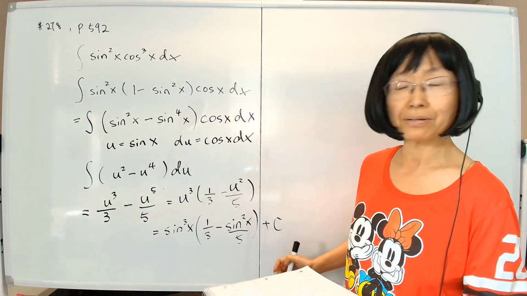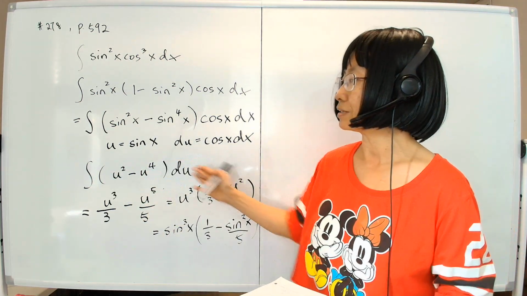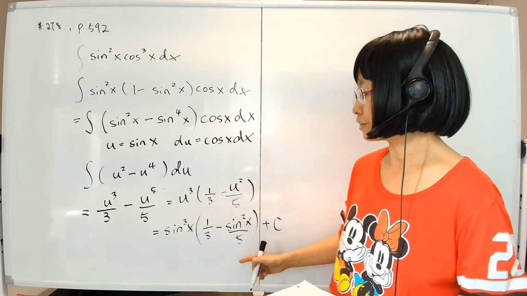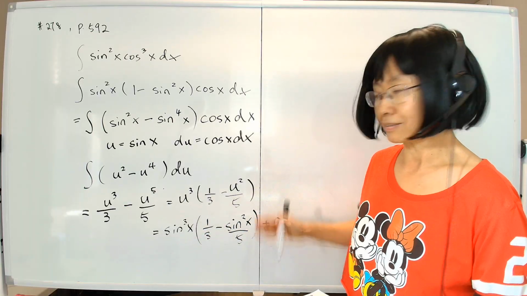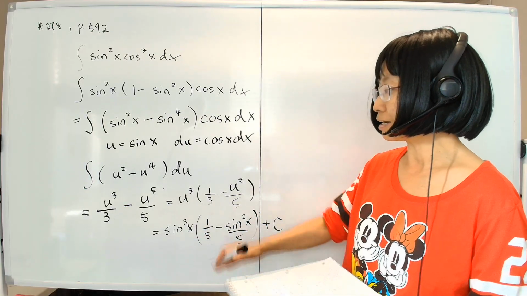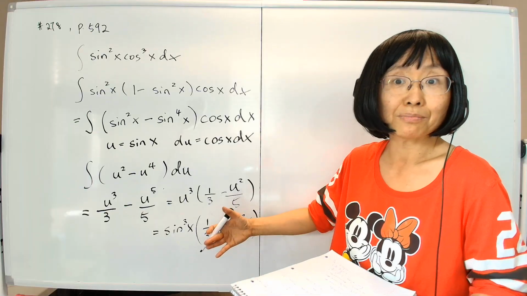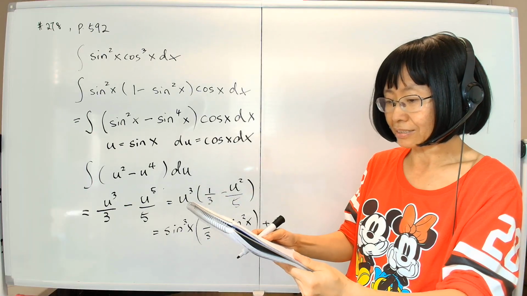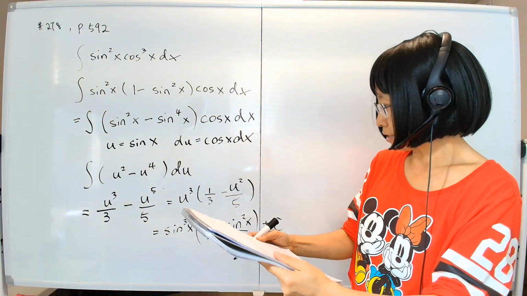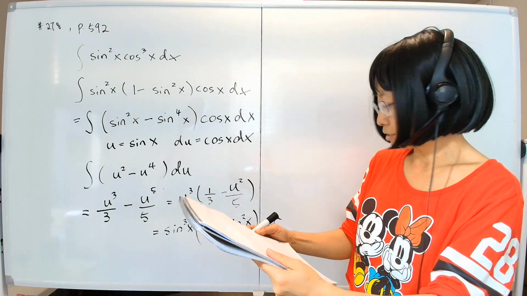We always slap on the constant because the indefinite integral means the antiderivative within any constant, okay? So it's the entire collection of stuff, but they're all similar. They're just different by only a constant.